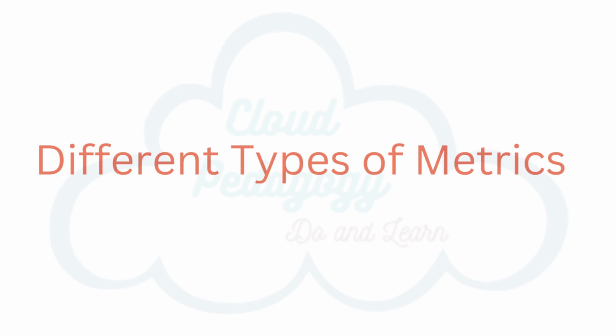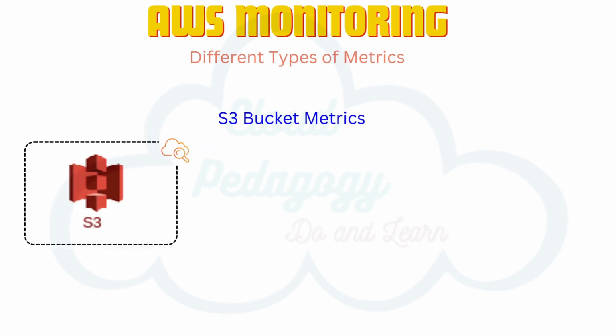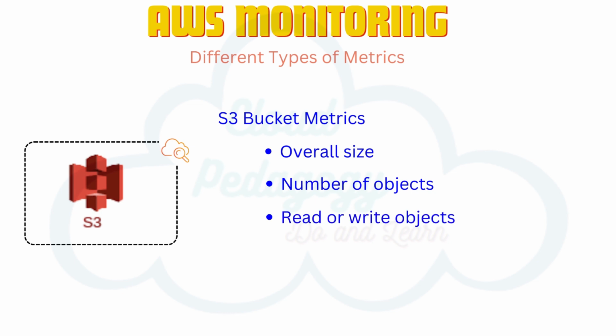Let's see what are the different types of metrics. Different resources in AWS create different types of metrics. An Amazon Simple Storage Service (S3) bucket would not have CPU utilization like an EC2 instance does. Instead, S3 creates metrics related to the different objects stored in a bucket, like the overall size or the number of objects in a bucket. S3 also has metrics related to the requests made to the bucket, such as reading or writing objects.